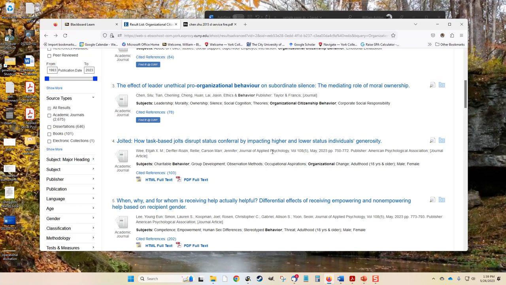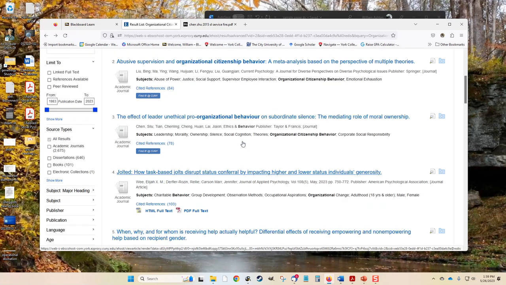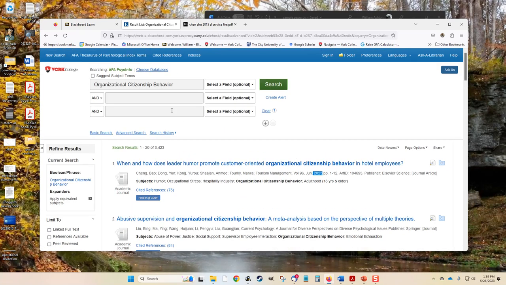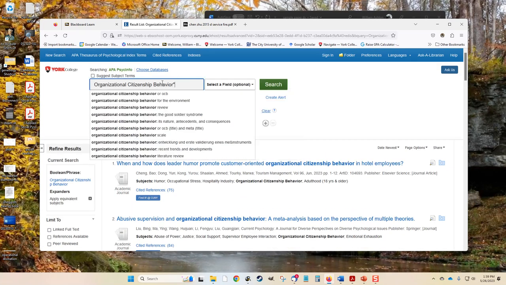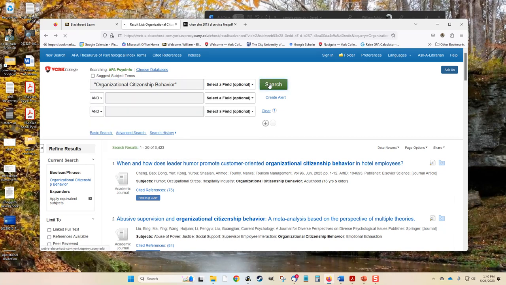This is in Journal of Applied Psychology, "Jolted: How Task-Based Jolts Disrupt..." I don't see anything about what I need to do. Organizational citizenship behavior as one concept. Now, here we go.